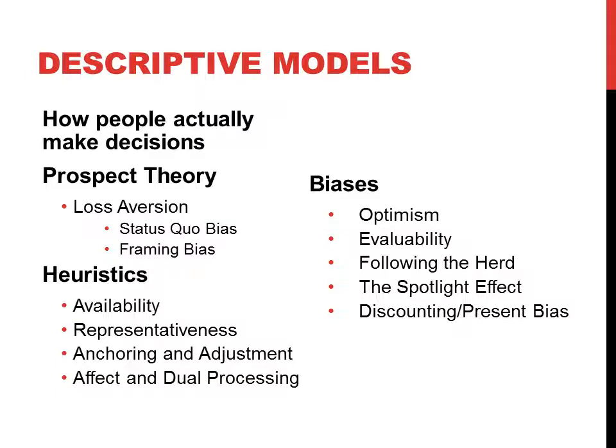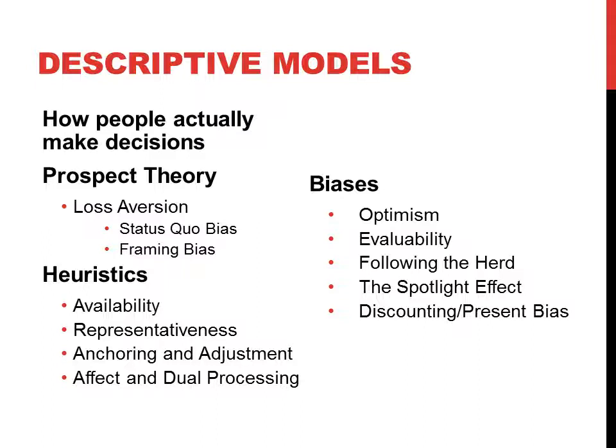The next part of our class is going to cover descriptive models. And once we've understood the strengths and limitations of the rational model, we're going to really take a very close look at how people actually make decisions. We're going to cover something called prospect theory, which is based on loss aversion due to two biases, the status quo bias and the framing bias. We're going to look at heuristics or rules of thumb that we use to make decisions.